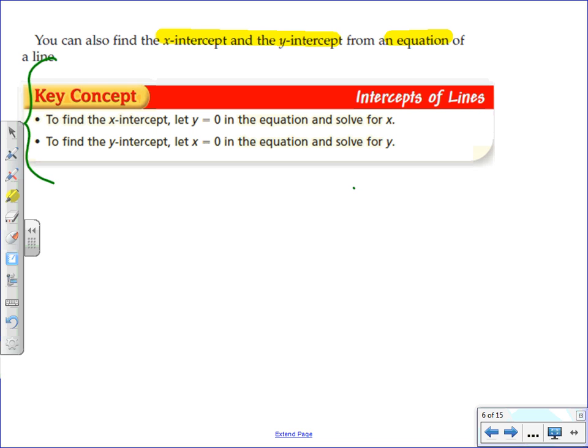To find the x-intercept, you're going to let y equal 0 in the equation, and then you'll solve for x. To find the y-intercept, you're going to let x equal 0, and then you're going to solve for y. Just write that down, think through those words and what they mean as you write them, and then we're going to do an example here in just a second.